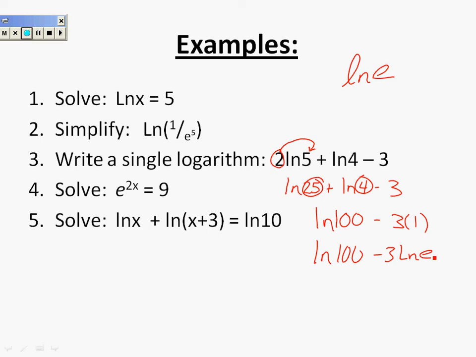But now we should know what to do. What happens with this little 3 right here? It becomes an exponent again. So we have now ln of 100 minus ln of e to the 3rd power. And what does subtraction become? Division. So what we have then is ln of 100 over e to the 3rd power.